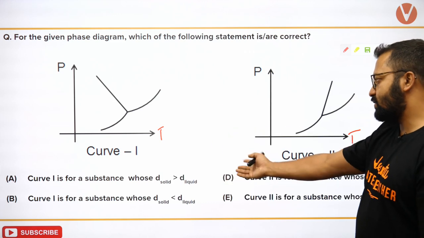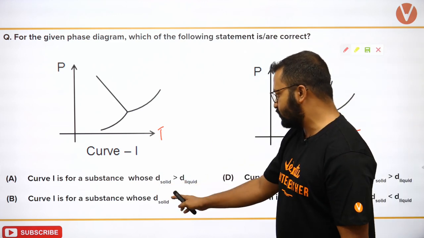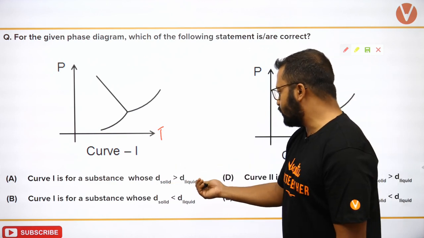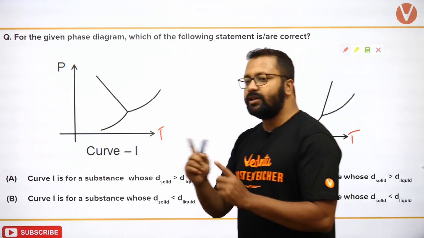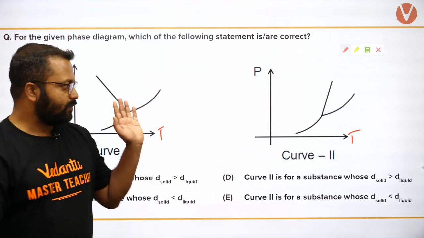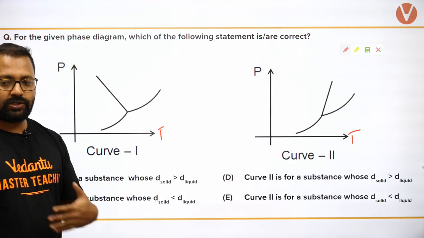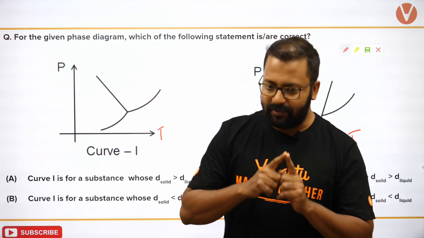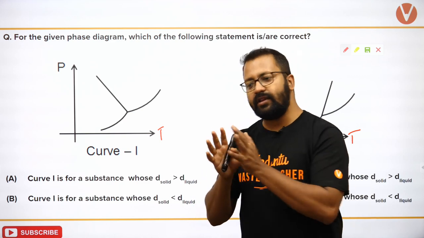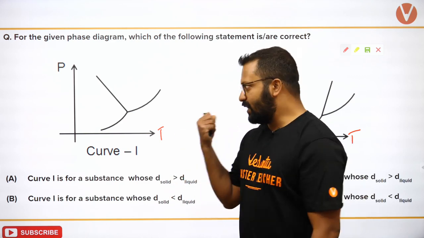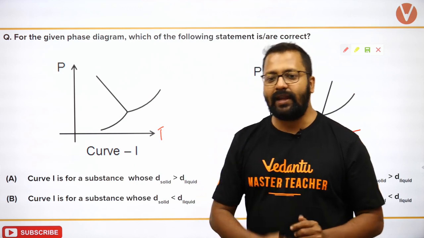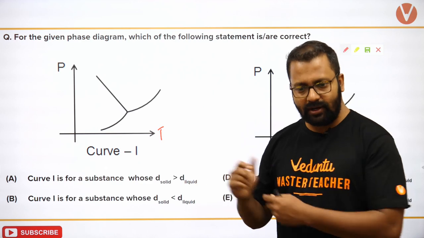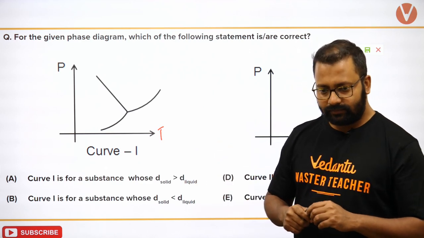So curve 1 is for a substance in which the density of solid, where D represents density, is more than the density of liquid. So we are comparing the density of solid and liquid in this question. Please try to solve this question. Please write it down, draw the curve, solve it. Session PDFs are available at the link. Please download them and try to solve them, because this question will again be taken in the JEE Advanced discussion session. So it is important. So solve it.